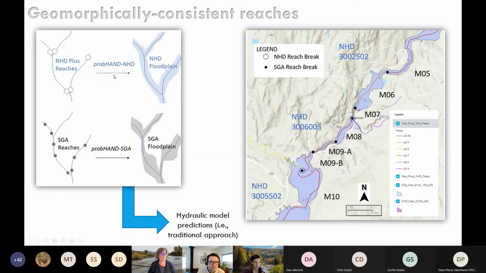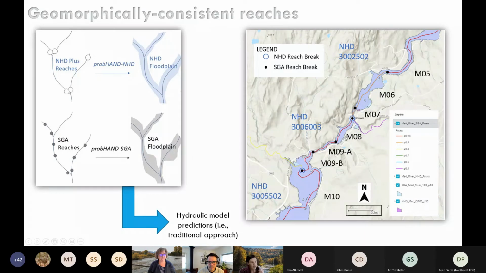watersheds. We call it our pilot watersheds, the Black Creek, and the headwaters of the Missisquoi, and the Mad River and the headwaters of the Winooski. So we created floodplain maps or flood inundation maps using NHD defined reaches. We defined floodplains using these SGA defined reaches. And then we compared those, and we also compared them to hydraulic model predictions, or this traditional approach.